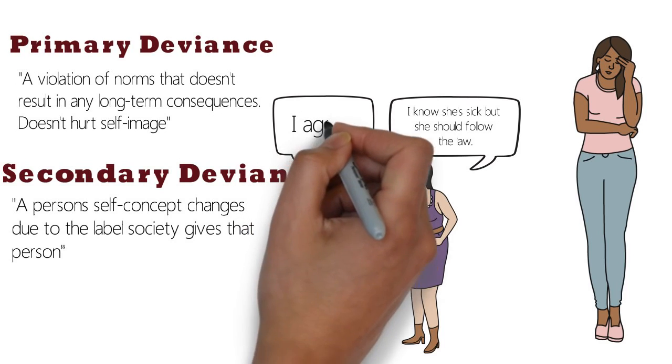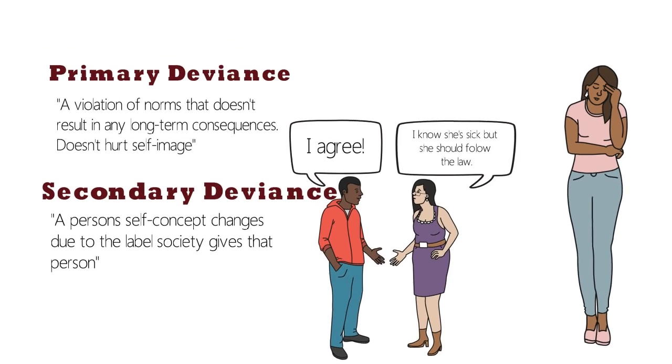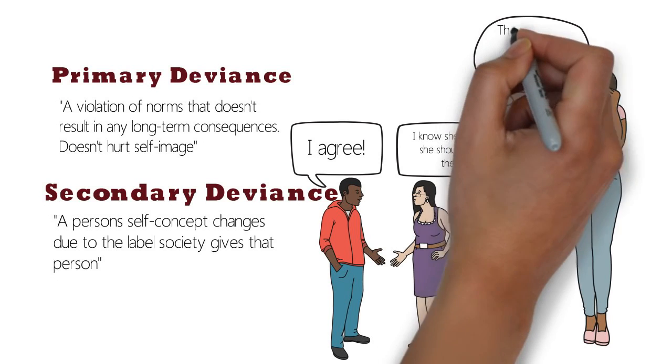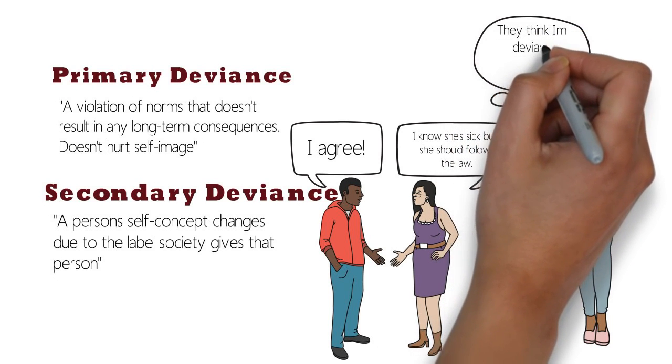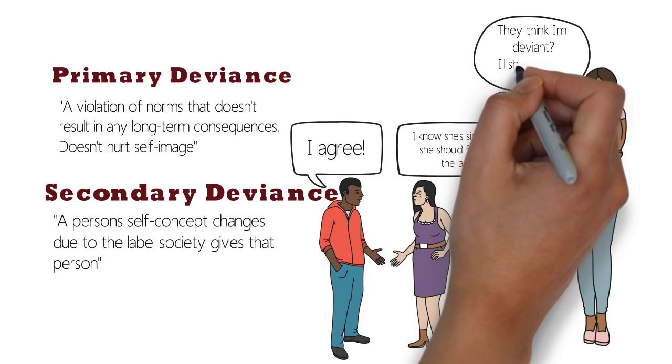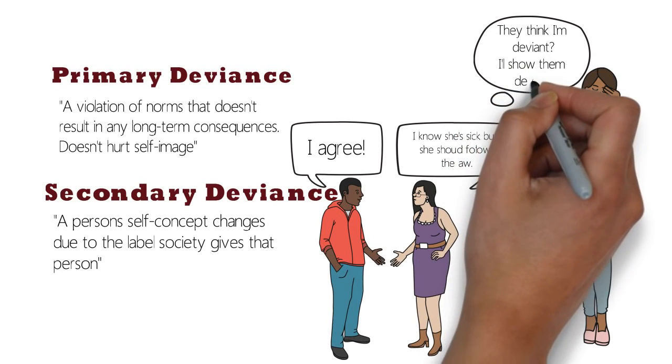Sarah starts to see herself as deviant even though she believes there is a good reason for her to buy marijuana. She adopts the label and, in essence, she begins to live that label even if, deep down, she knows it isn't who she truly is.